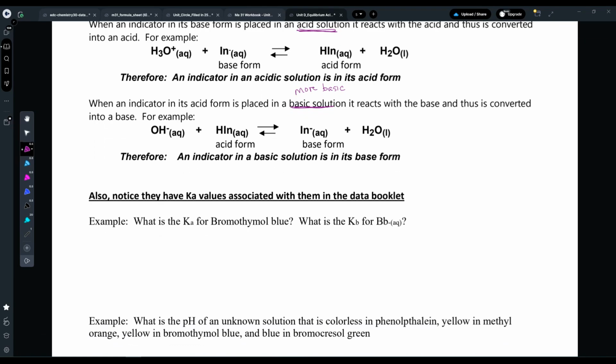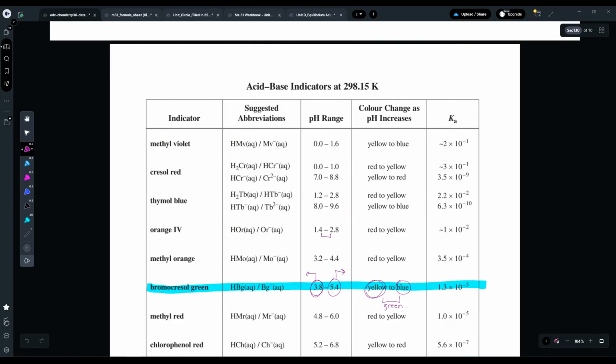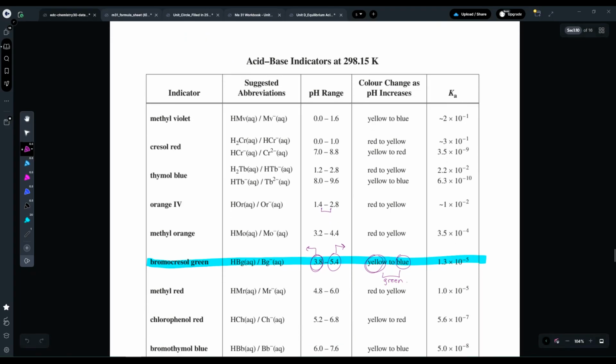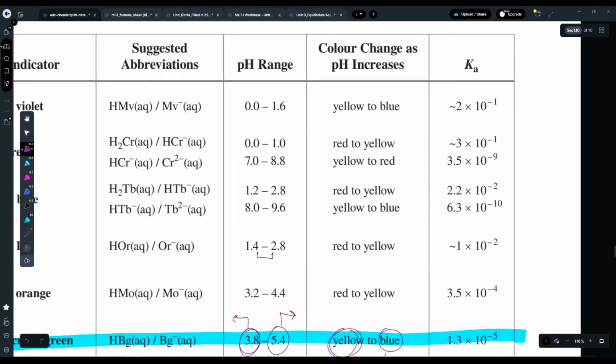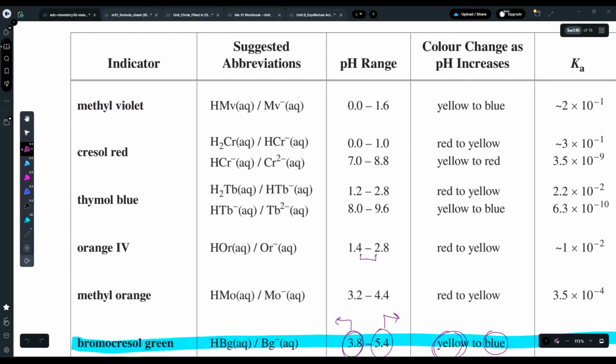Now, looking at page 10 of our data booklet, you may have noticed that our indicators in the last column have Ka values associated with them. Since we have the Ka values for all of these indicators, they're going to correspond with the acidic form of the indicator. I'm just mentioning that because some of these indicators have more than just one color change. An example would be thymol blue. It goes from red to yellow and then yellow to blue.